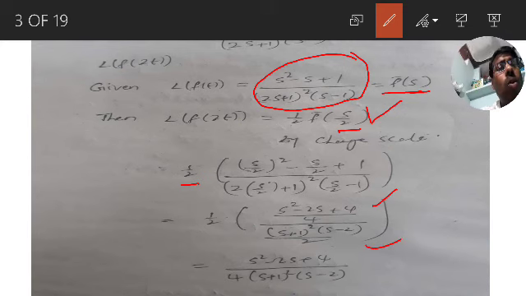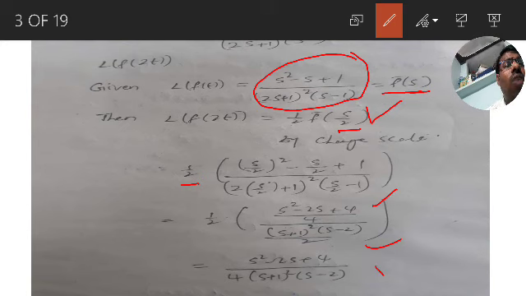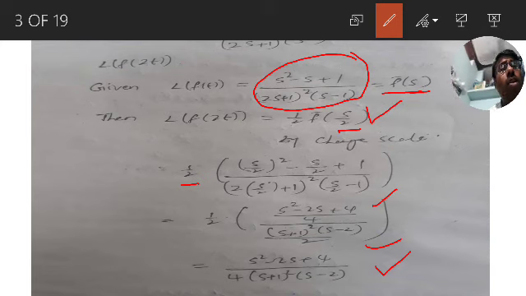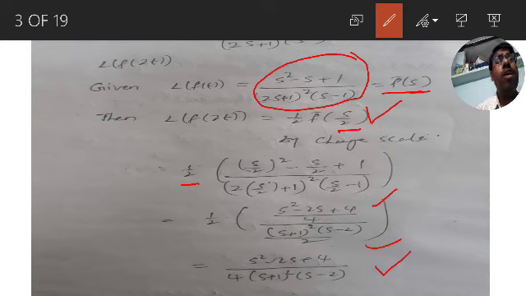S plus 1 whole square into s minus 2 by 2, cross multiply. So you will get the answer: s square minus 2s plus 4 by 4 into s plus 1 whole square into s minus 2. If the problem comes for 3 marks or 5 marks, it is a very easy problem. You can easily identify the problem because of what is given.